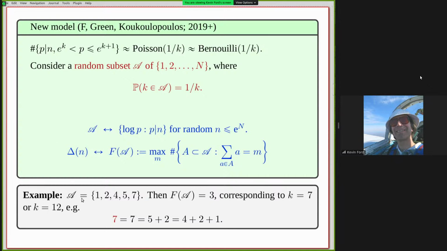So just a quick example. If A is the set 1, 2, 4, 5, 7, okay, what is f of A? Just to clarify the concepts here. It's 3. So the maximum concentration of subset sums is 3. It occurs at both 7 and 12 by symmetry. So for example, 7 has these 3 representations as a sum of elements of A. So just 7 itself, 5 and 2, and 4, 2, 1.